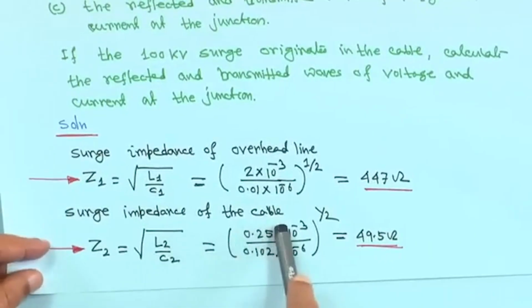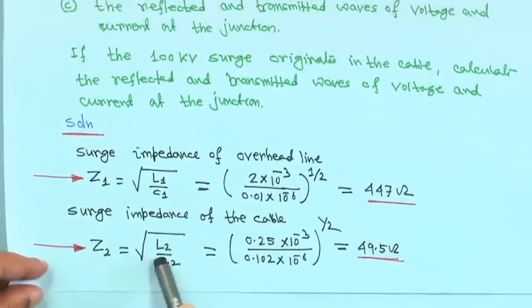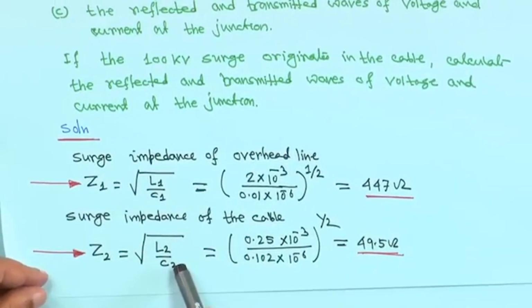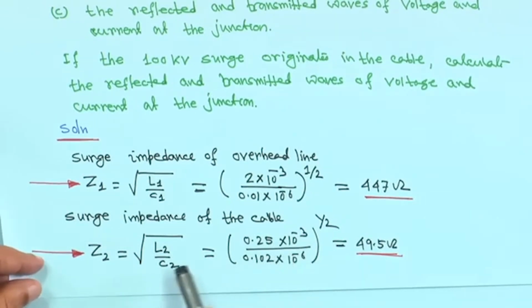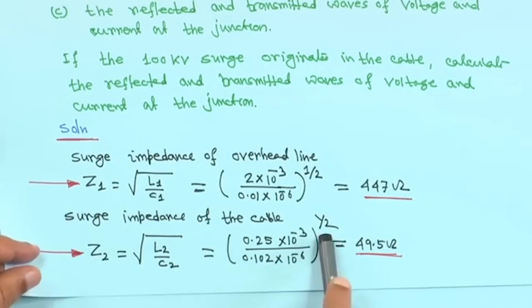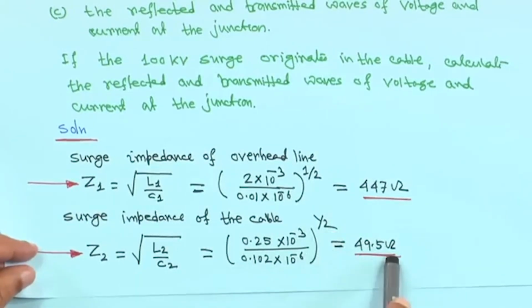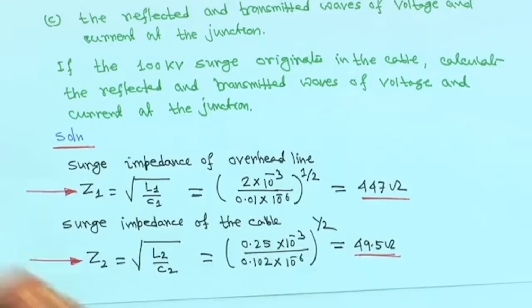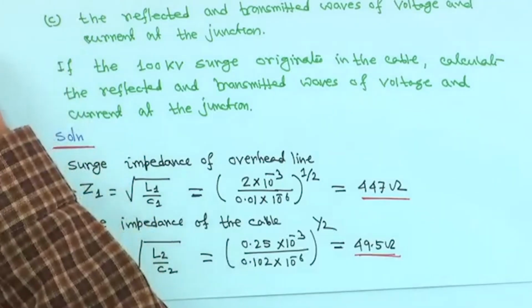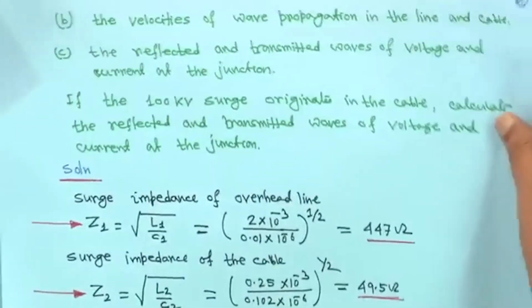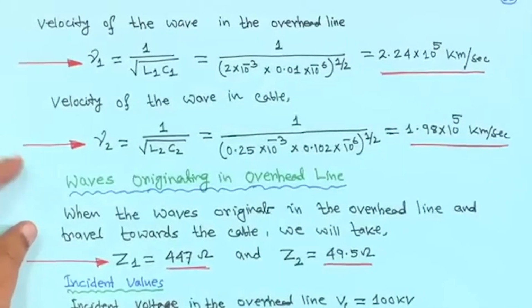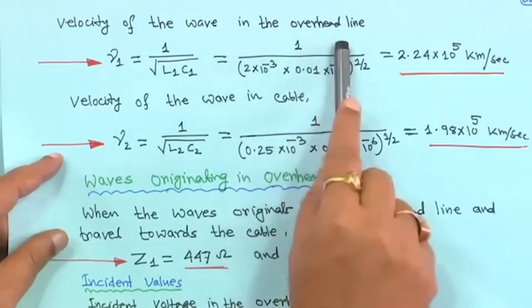Similarly, the surge impedance of the cable Z2 is equal to root over L2 upon C2, where L2 is 0.25 into 10 to the power minus 3, because it is 0.25 millihenry, and C2 is 0.102 into 10 to the power minus 6 microfarad, all to the power half. It is 49.5 ohm. So, first you have to compute the surge impedance of the cable as well as of the overhead line.